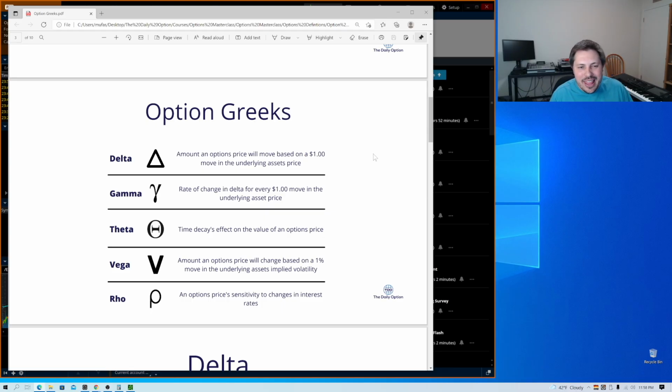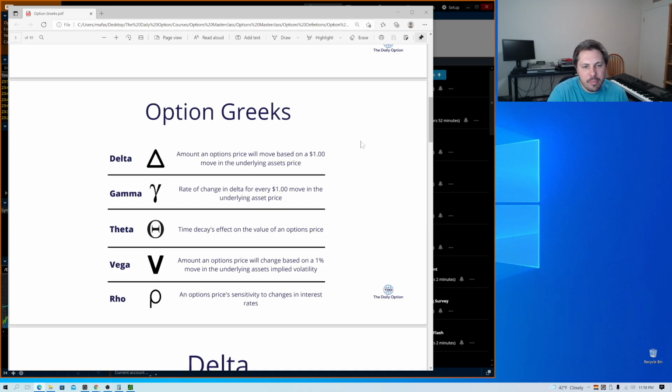Third is theta. Theta is the effect of decay on the value of an option's price, which is the time decay, right? Theta represents how much this option's price is going to decay over time, because remember, options are depreciating assets. Over time, their value decreases as it approaches that expiration date.